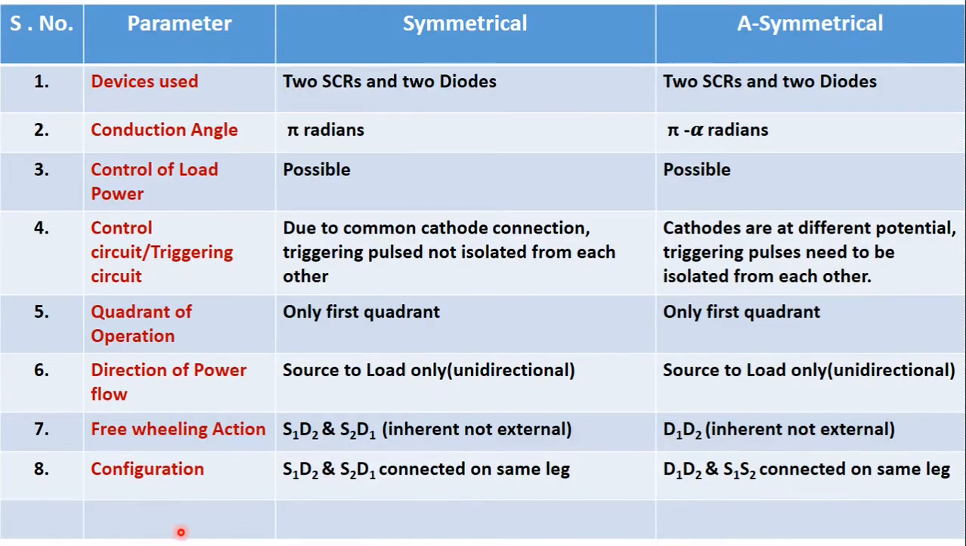Last one is configuration. As we have discussed the power circuit of these configurations, S1 and D2 are connected on the same leg in the symmetrical configuration, and S2 and D1 are connected on the same leg, whereas in the asymmetrical configuration, S1 and S2 are connected on the same leg and D1 and D2 are connected on another leg on the same line. So these are the differences between the symmetrical and asymmetrical configuration of semiconductor.